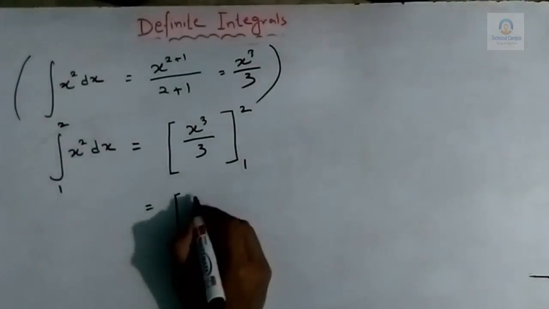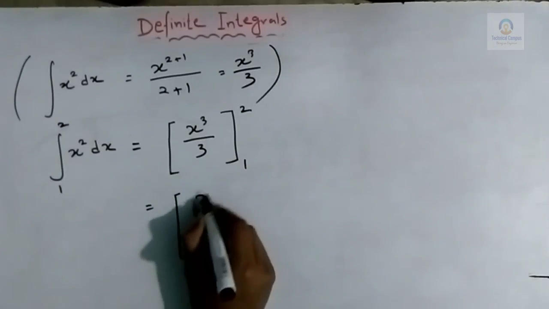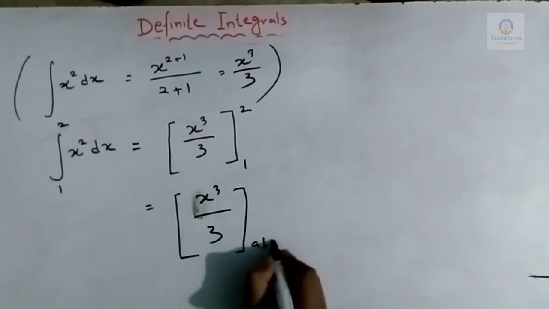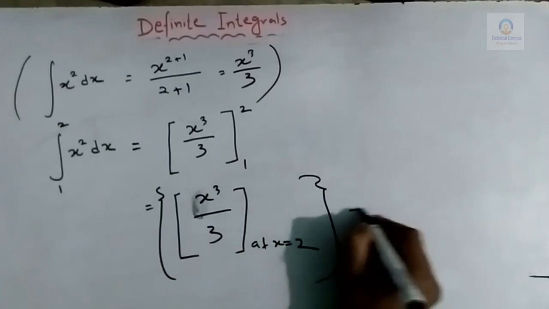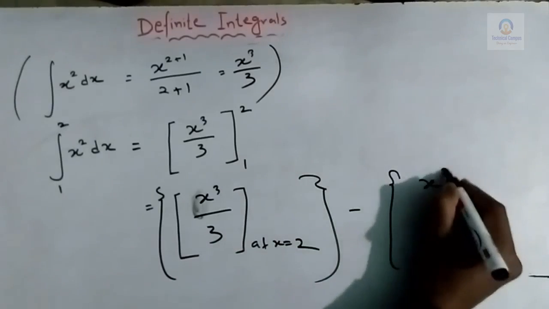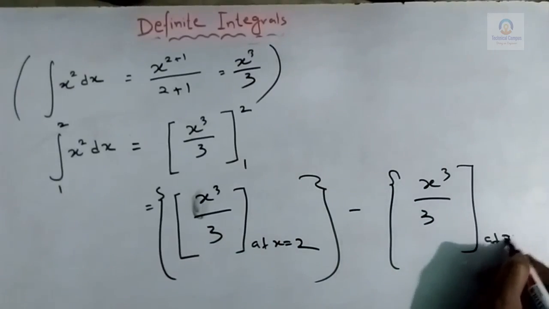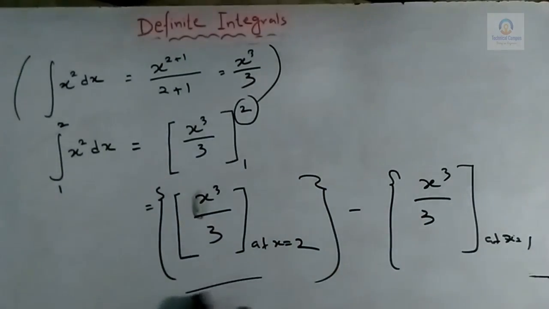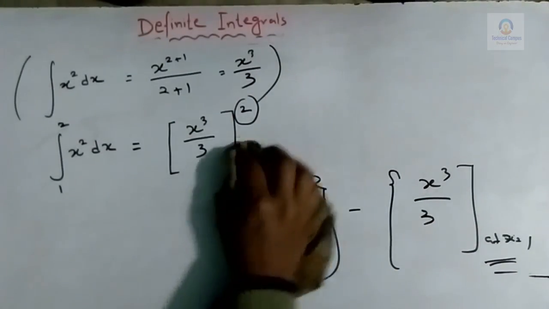If we replace the value of x, we can write x cube by 3 at x equal to 2. We have to take this value and subtract from it the value of x cube by 3 at x equal to 1, because we subtract the value at the lower limit from the value at the upper limit. Let us see how to perform this.